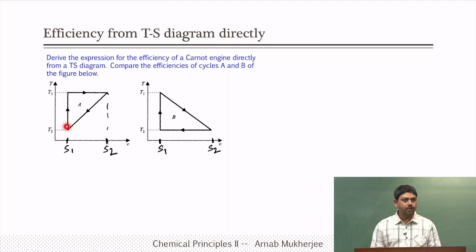So, temperature increases, but entropy remains constant. So, this is an adiabatic step where nothing happens, no heat input or output takes place. Now, as you can see, this point to this point.